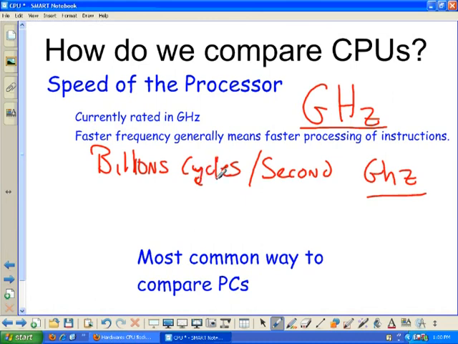Okay, so now we're looking at the CPU speed, the speed of the processor, in billions of cycles per second. And this is how most people look at the speed of a computer. It's only one of 3 parts that we're really going to talk about. It generally means that things are going to process faster, but not totally, because we have to look at all 3 of the things. So one way is the speed of the processor. That's the first way we look at it.